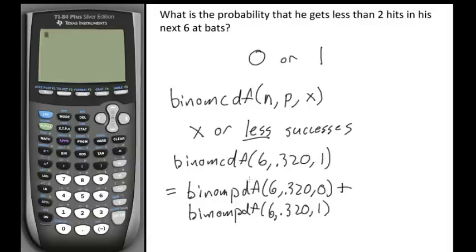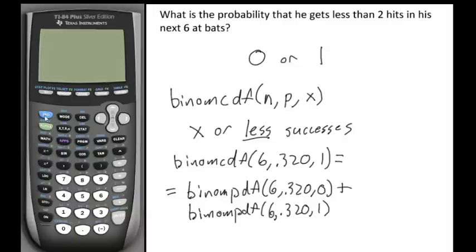Anything less than. Now, the less was just chosen by whoever designed the TI-84. There's not really a mathematical reason why it's x or less. They could have just as easily programmed the calculator to do x or more, but they chose less. So we're always going in the less direction. So to find the probability that he gets less than 2 hits in his next 6 at-bats, we'll calculate Binomial CDF 6, 0.320, 1. And let's see what that is when we go to our calculator.